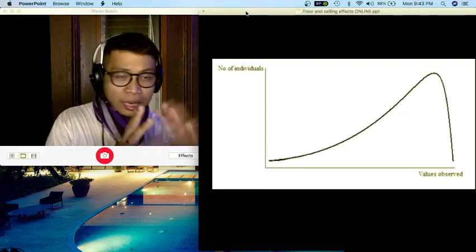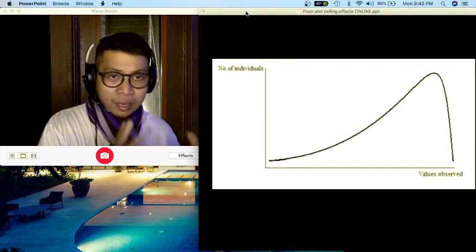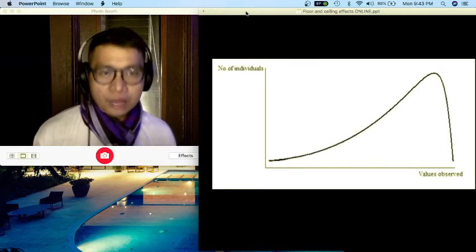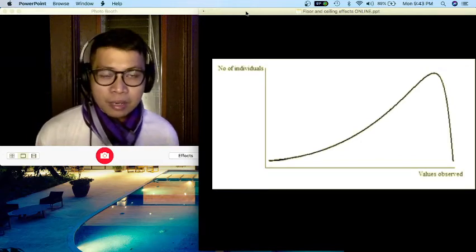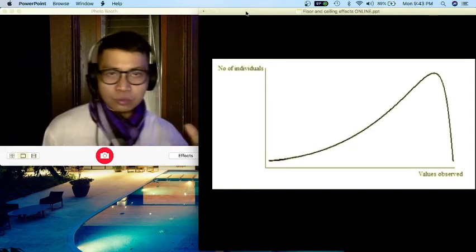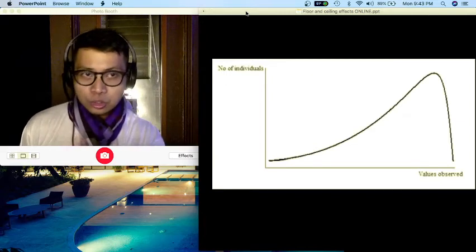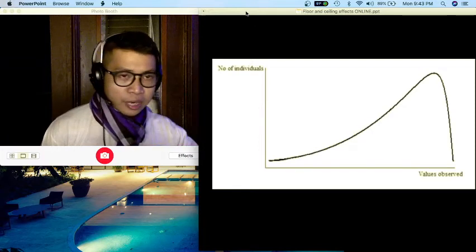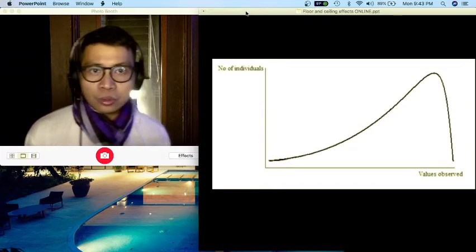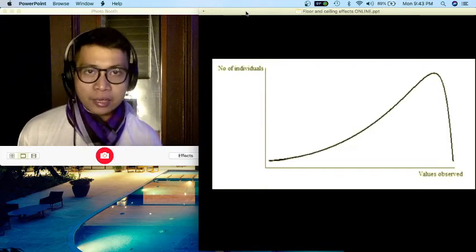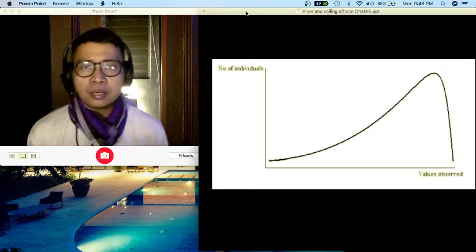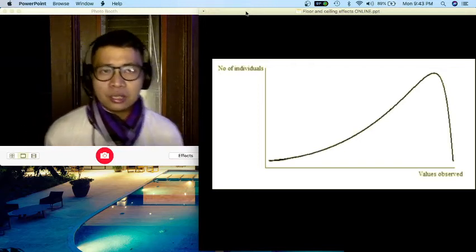nag-accumulate dito sa kanang bahagi ng graph, which tells us that there are many people who scored very high in this test. 'Di ba? Kasi as you move right to this line, it means higher scores. As you move left, it means lower scores. So bumukol doon sa right part ng graph, which tells you that there are many scores that scored very high in this particular test.